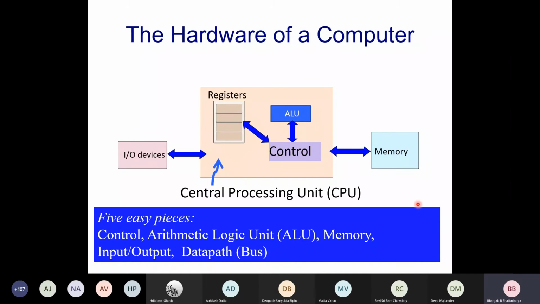Nothing else. So in computer organization, we would see how these components, the control, arithmetic logic unit, memory, input, output, and data paths can be designed, and how they can be interconnected in such a way that these billions of transistors would work very nicely in a synchronous way.